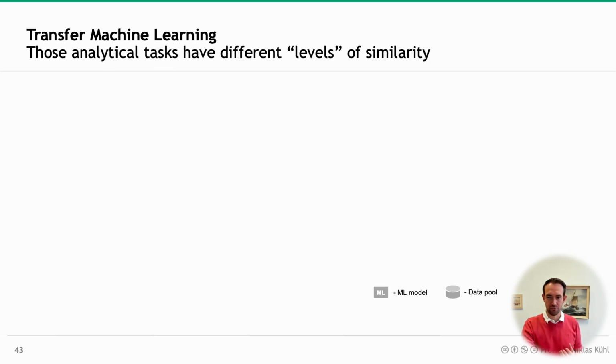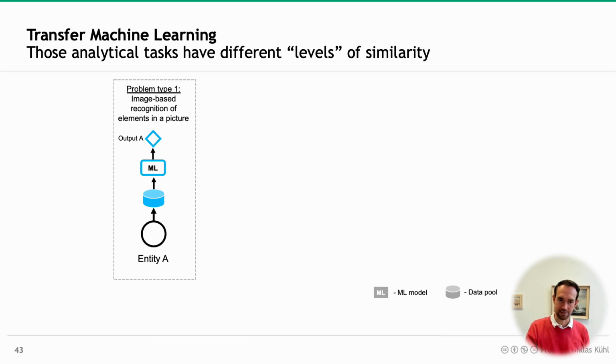To get an understanding of what this means, though, let's look at different problem types for different entities. Remember, we want to solve these problems for distributed entities. Let's say entity A has the problem of image-based recognition of elements in a picture. It wants to identify faults in a part, or wants to identify, I don't know, traffic lights for autonomous driving, something along those lines. So again, this entity has its own data. It will build a machine learning model on top and will issue a prediction.